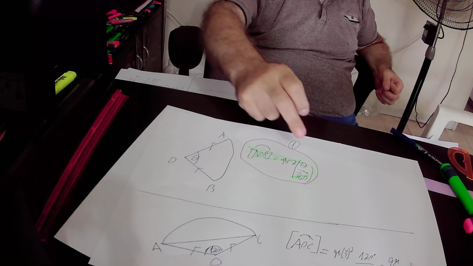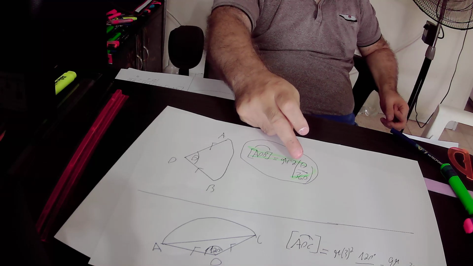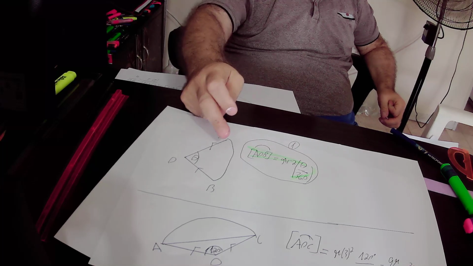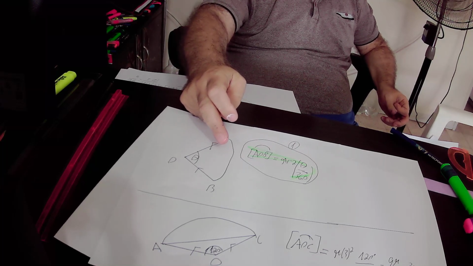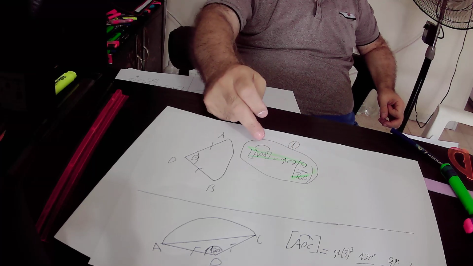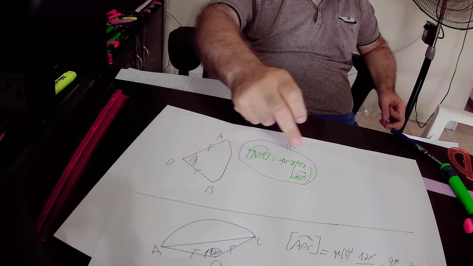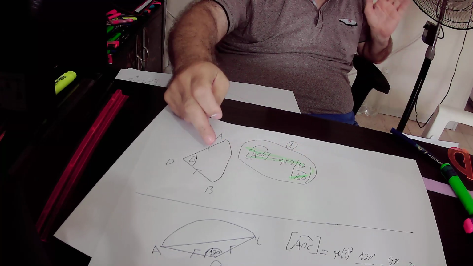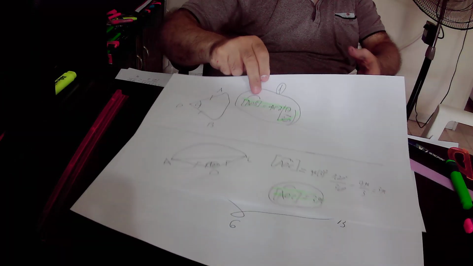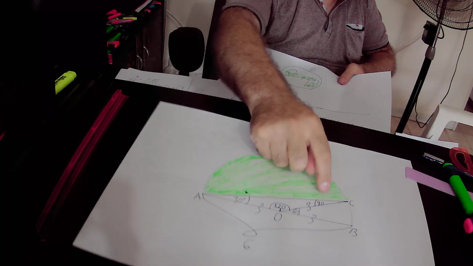So theta over 360 degrees, the relative percentage that this sector occupies out of the entire circle, times the area of the entire circle, pi r squared, gives us exactly the area of sector A or B. So pi r squared times theta over 360 degrees is the area of the sector. We use this formula in order to find the area of sector A or C.